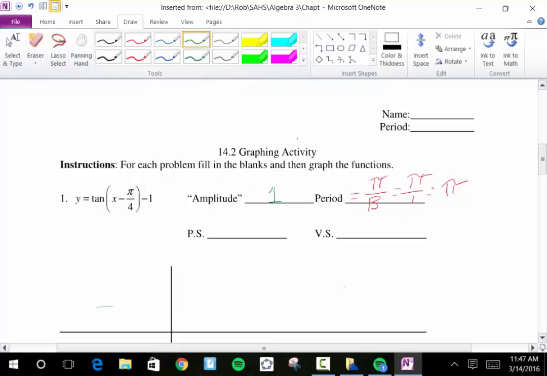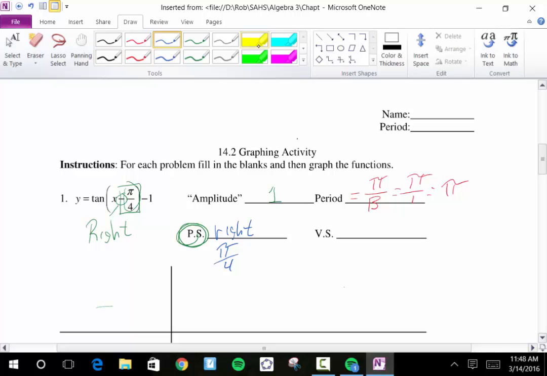The next thing I want to figure out is the phase shift. How much is it moved left or right? That's determined right here. Because it's negative, it is moving to the right. Because it's pi over 4, it's moving to the right pi over 4. So the phase shift is right pi over 4.